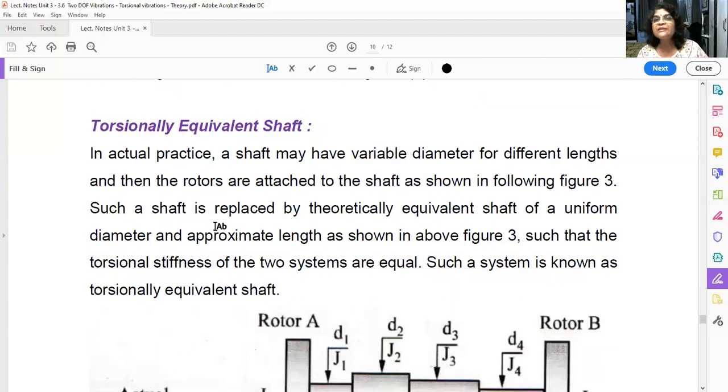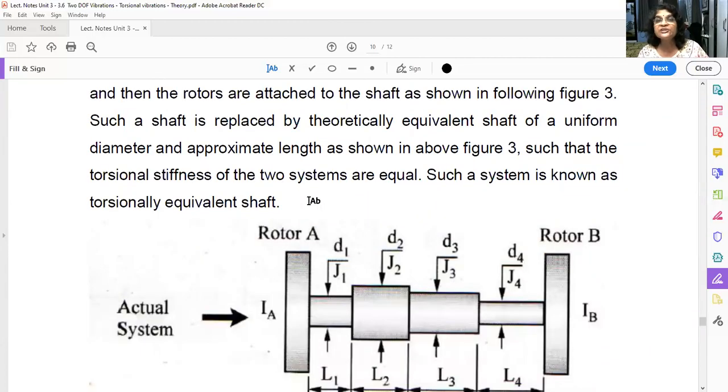Such a shaft is replaced by a theoretically equivalent shaft of a uniform diameter and approximate length, as shown in the above figure, such that the torsional stiffness of the two systems must be equal. Such a system is known as a torsionally equivalent shaft.